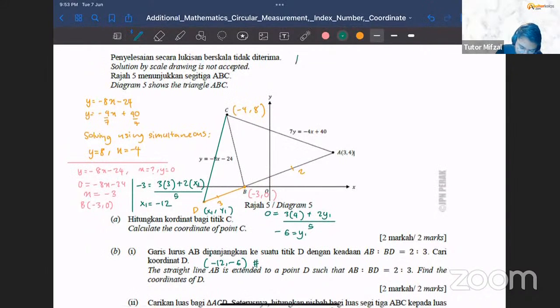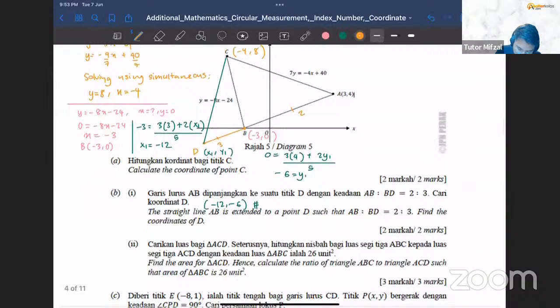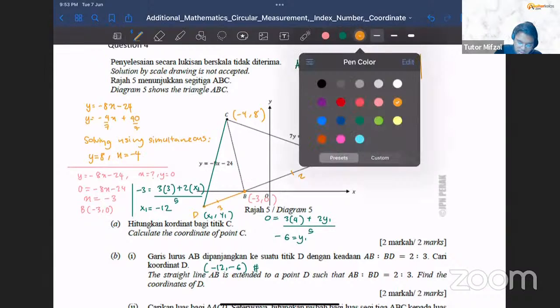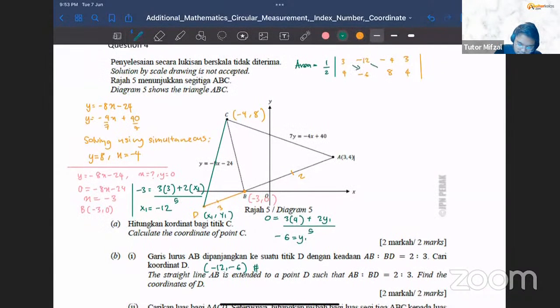So to calculate the area of ACD, we have to use the formula for area, 1/2, then you put the modulus. So you start with 3, 4. Then you go with D. What is the coordinate of D? -12, -6. And then you take the coordinate of C, -4, 8. People always forget this: they don't repeat back the first coordinate. So you have to repeat back the first coordinate, which is 3, 4. Now, this times this, this times this, this times this, minus this times this, this times this, this times this.